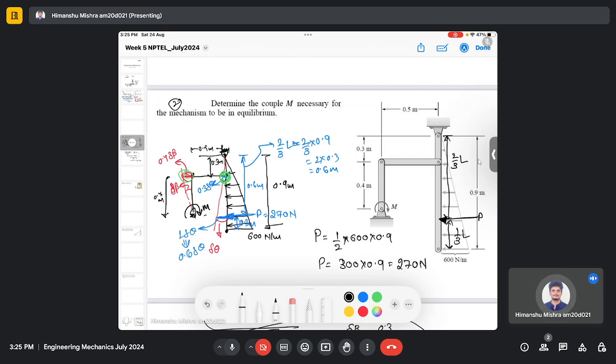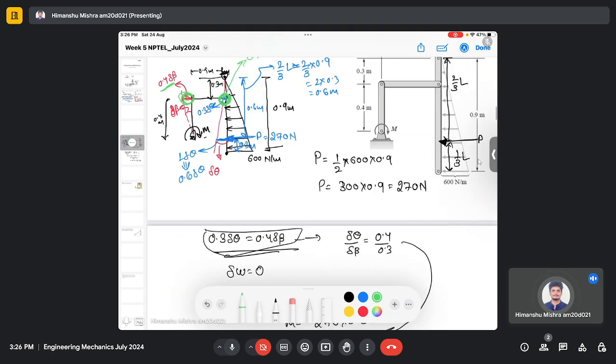So we draw the free body diagram, we identify the active members, and we identify the virtual displacement by these active members. We also observed one relation, which I have shown in the green color, where the displacement 0.4 delta B equals the displacement here, which is 0.3 del theta. So both displacements are equal to each other, as we have defined here.